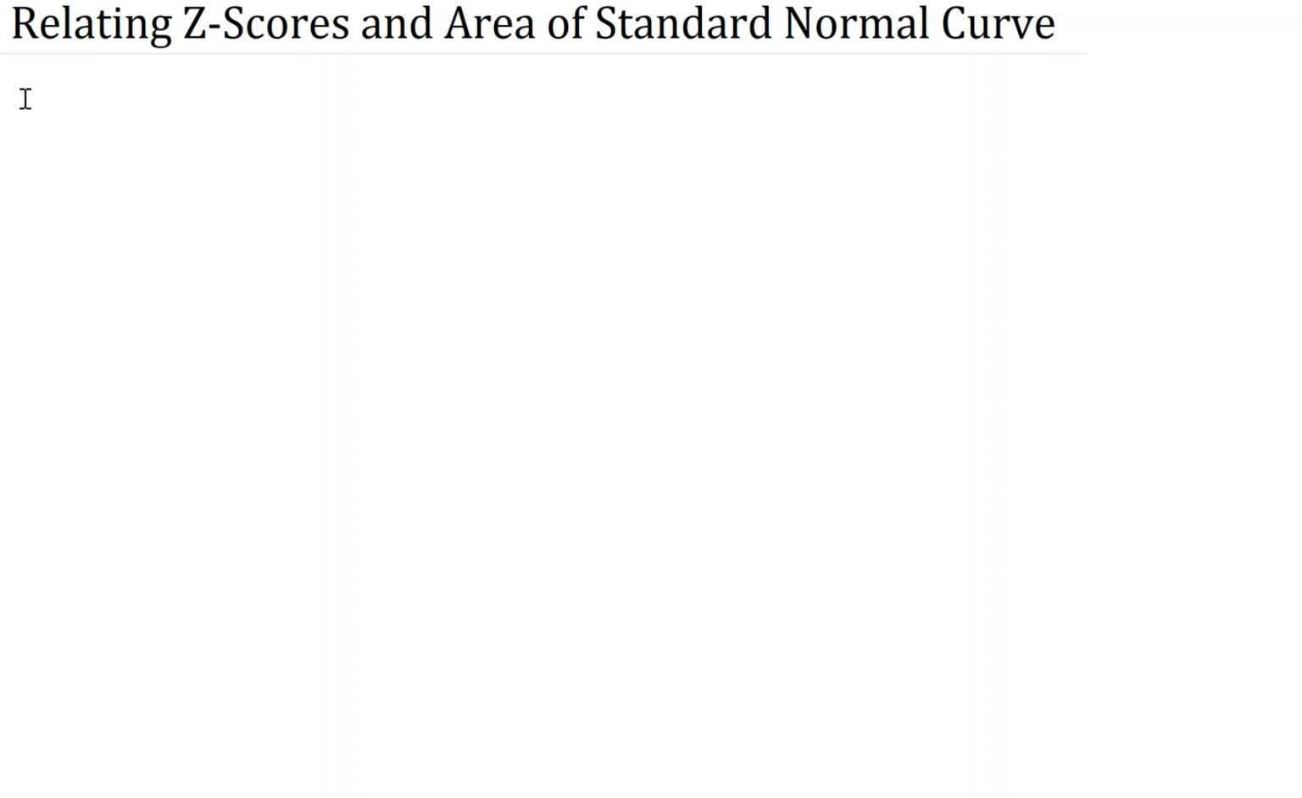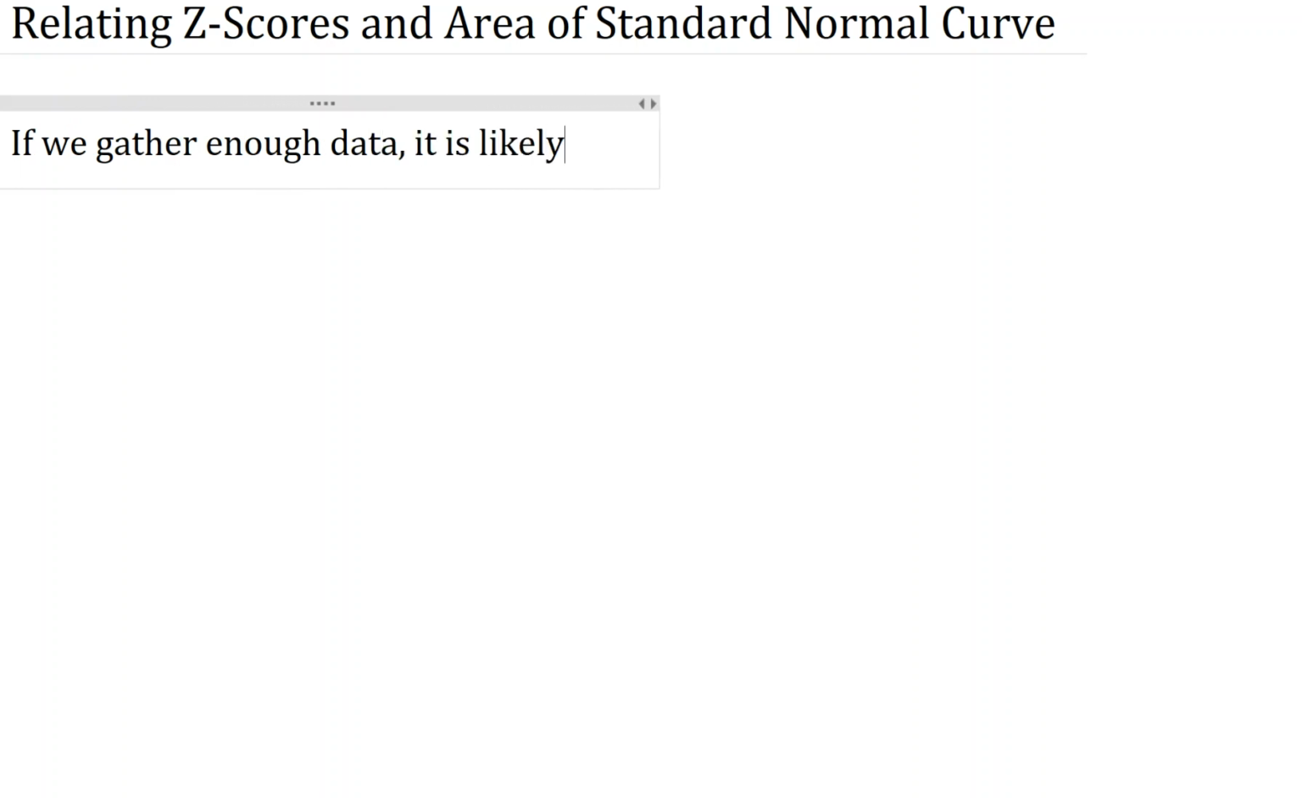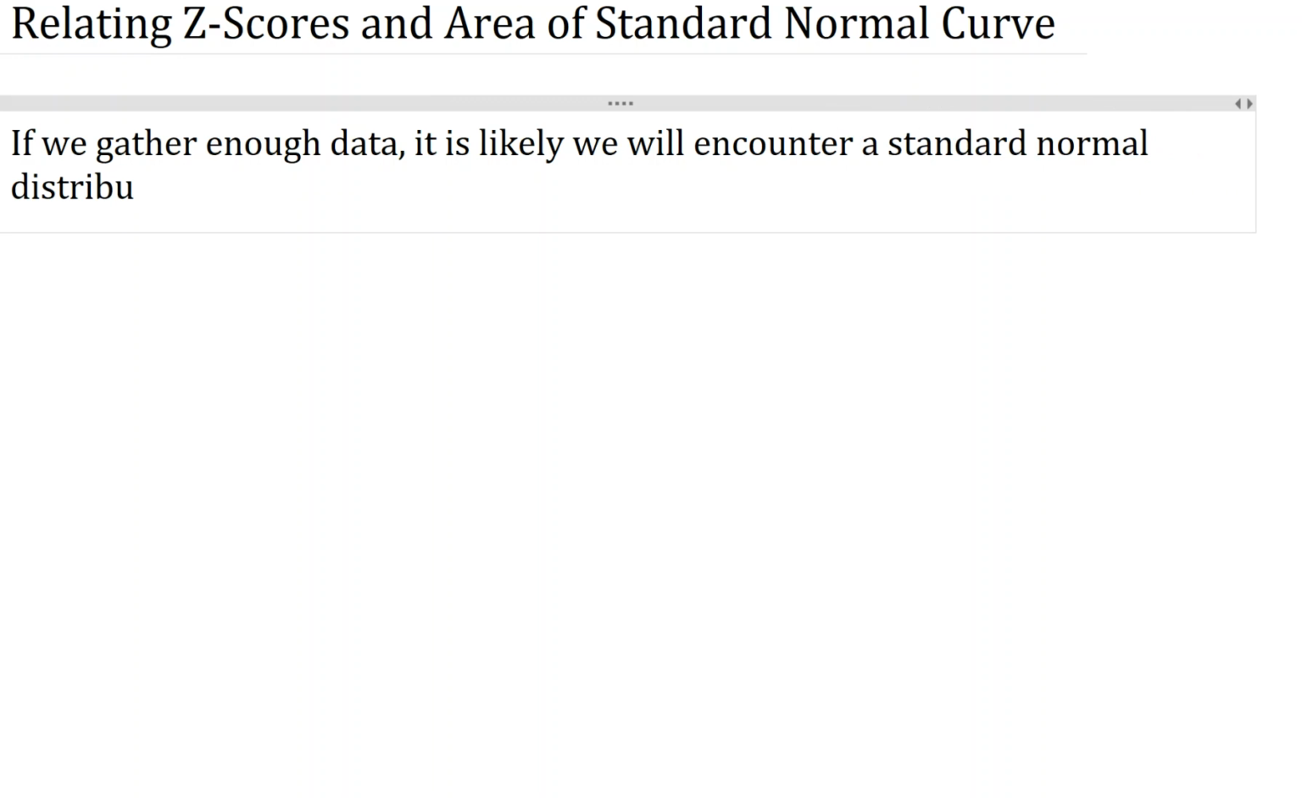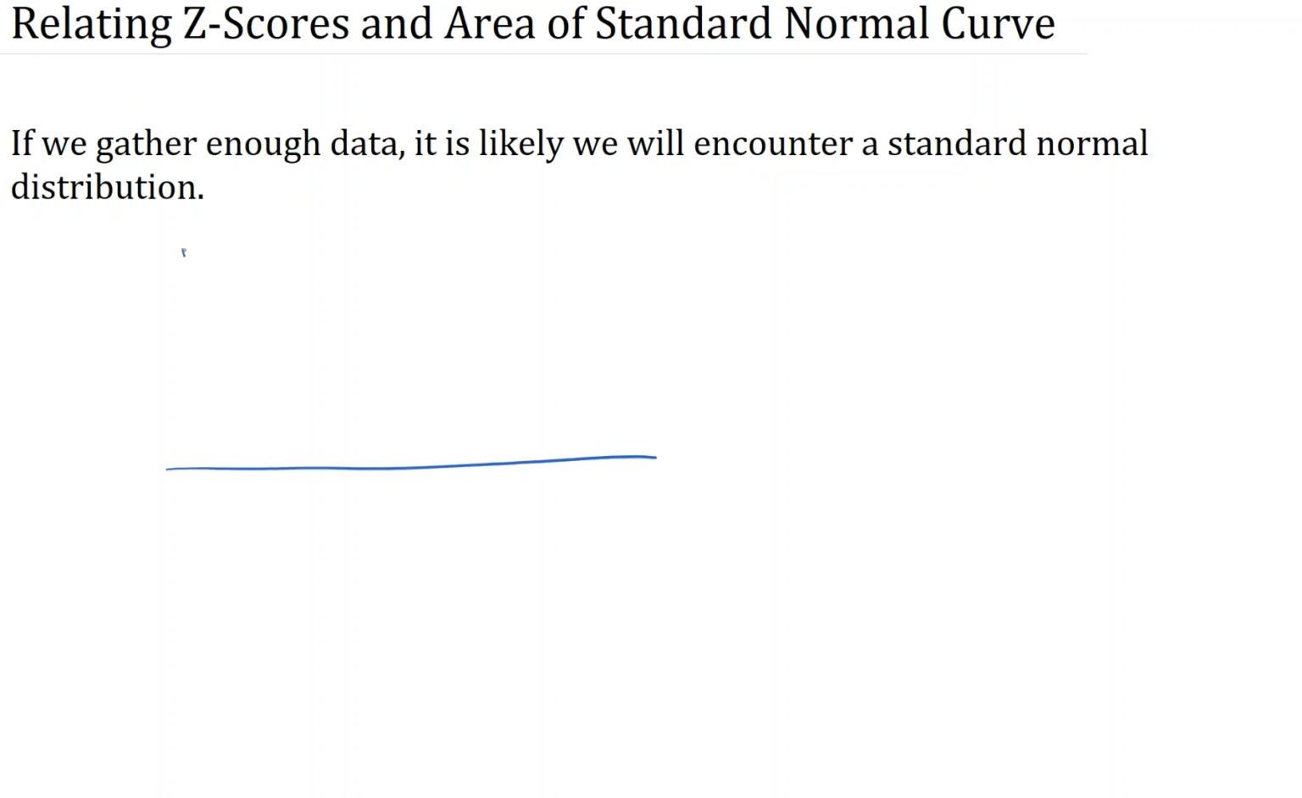If we gather enough data, it is likely we will encounter a standard normal distribution. What that means is if you gather enough data and make a bar graph, you might see something that looks like this, or make a histogram.